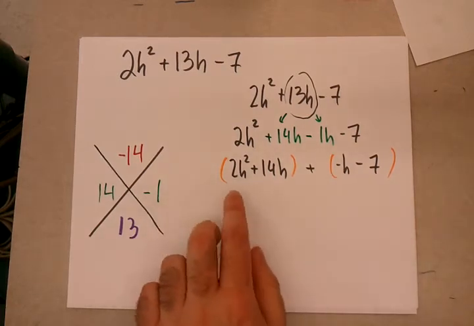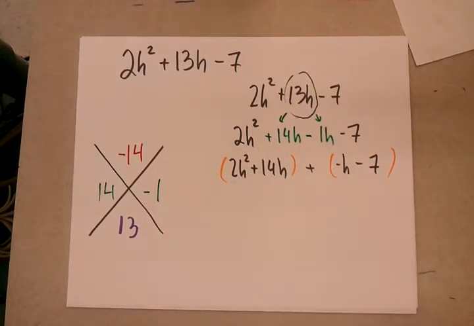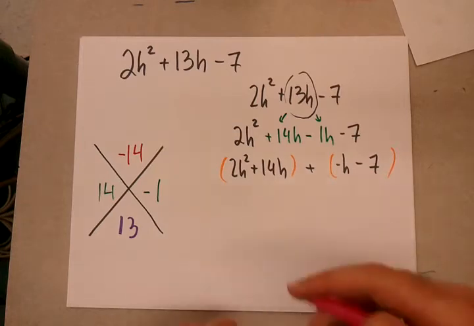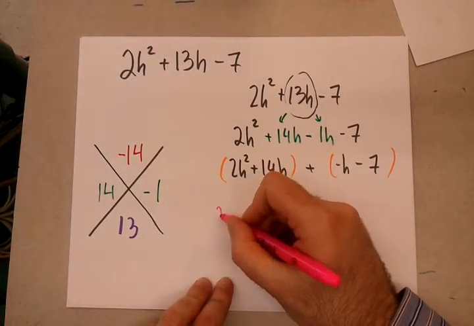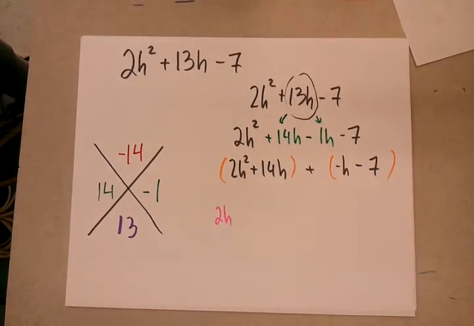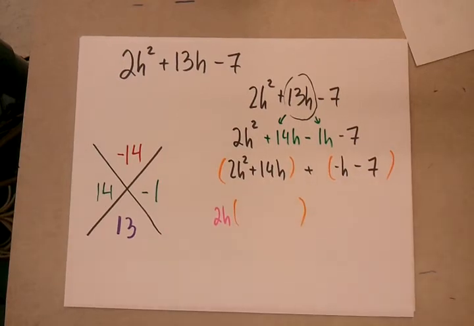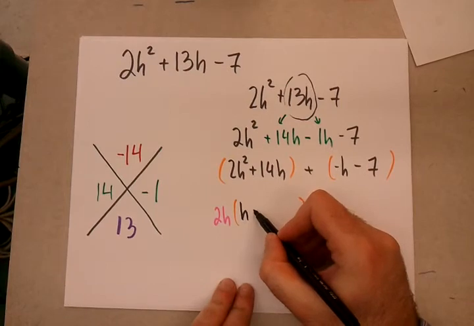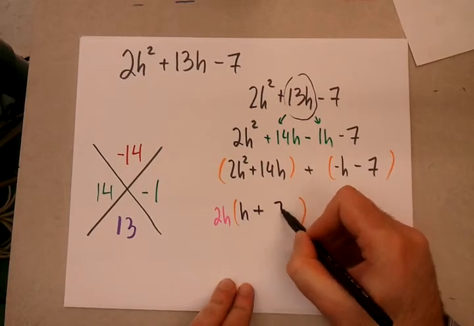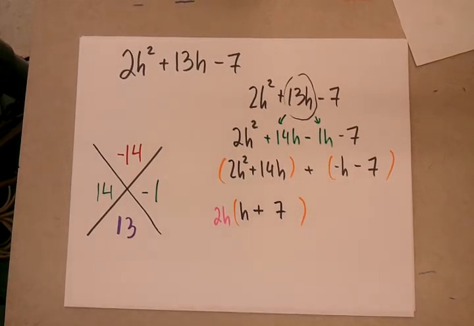Then I'm going to take a look at this parenthesis here, the first one, and I'm going to see if I can factor something out. And I can. Specifically, I can factor out a 2h. I'm going to color coordinate this because colors are pretty. So once you factor out a 2h, what do you have left? You have an h plus 7.